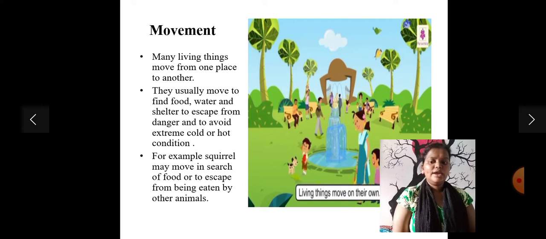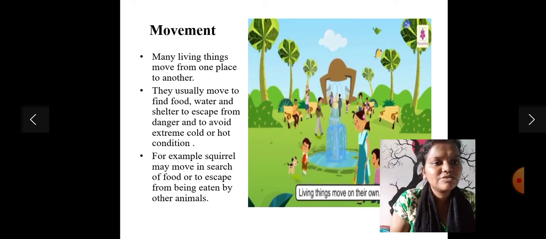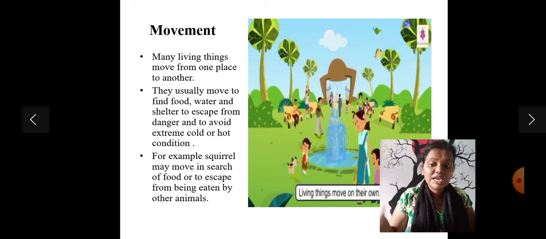Okay. How do we move? How can human beings move? Yes, very good. We move through our legs, hands, and everything. We walk, run, jog, skip. Okay. How do insects fly? Insects fly through wings and legs. Fish swim through their fins and tails. Okay, this is called movement.